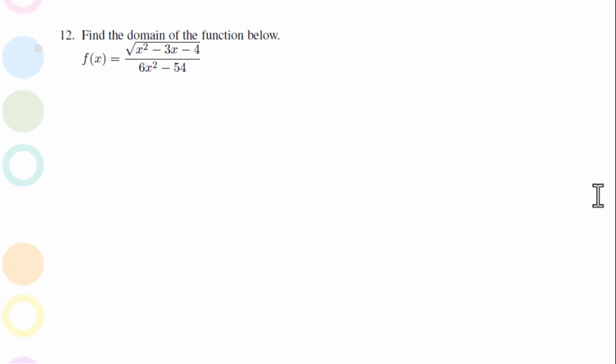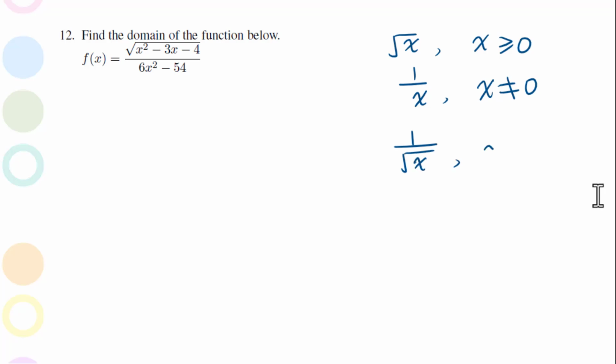Let's go to number 12. Find the domain of the function below. We do know there are 4 functions which have a restricted domain. For square root of x, x greater than or equal to 0. For 1 over x, x not equal to 0. 1 over square root of x, x greater than 0. Log base b of x, this x greater than 0.